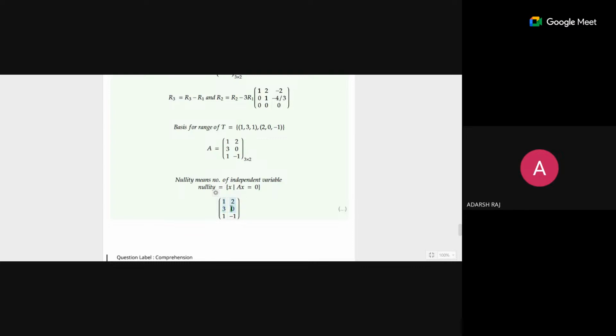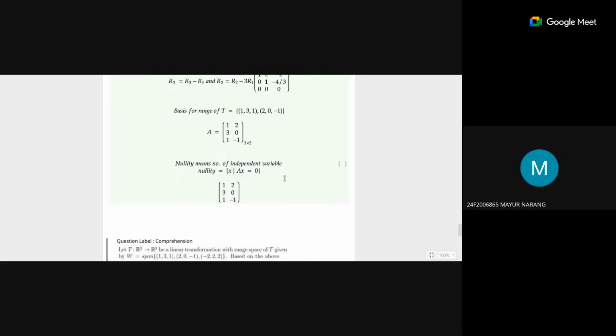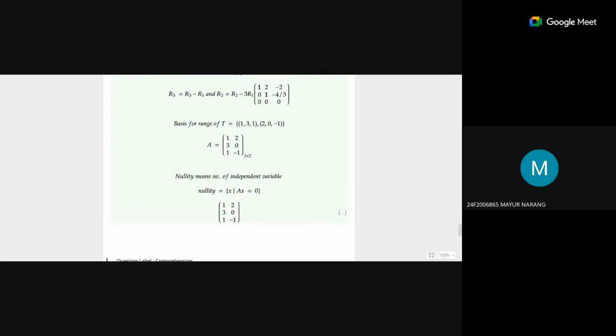If you do REF, how many dependent columns do you get? Two, both are independent. So this is a full rank matrix. No, this is not a full rank matrix. The rank of this matrix is 2, and the row rank is also 2. Full rank is associated with square matrices. This is a rectangular matrix, right?